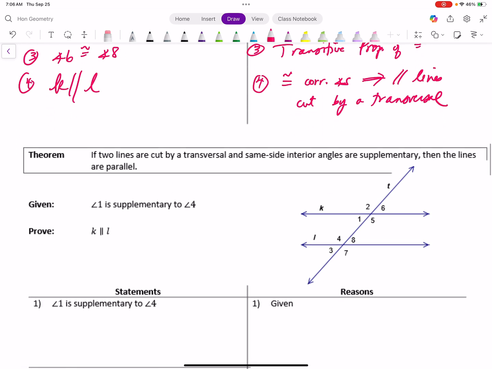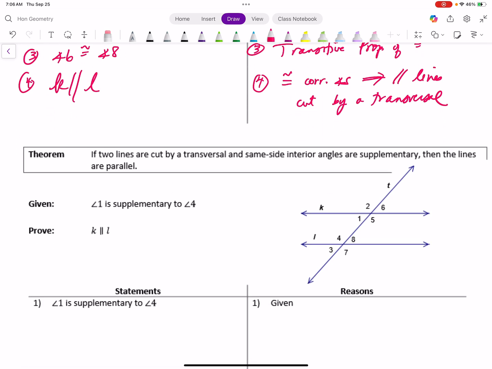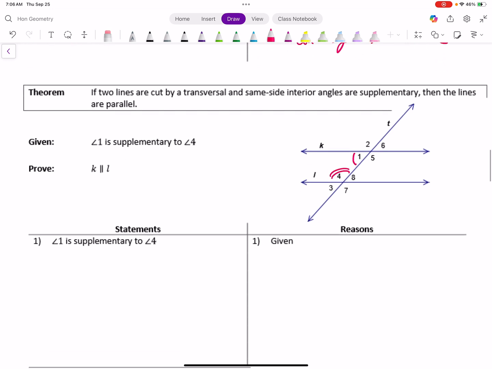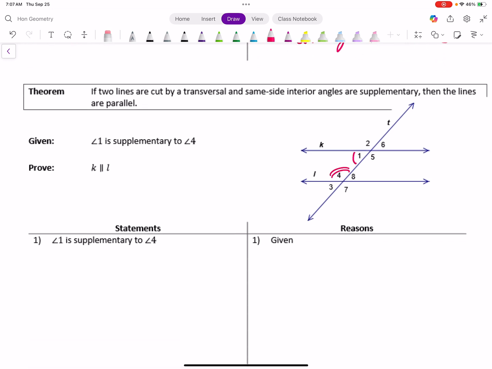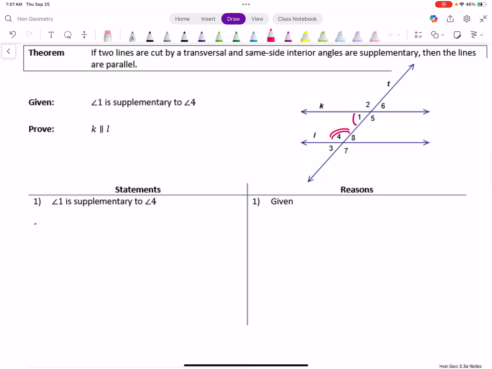Okay, all right, next theorem. If 2 lines are cut by transversal and same side interior angles are supplementary. So 1 and 4. So we're going to say we pick 2 same side interiors. We're going to say they're supplementary. Let's prove the lines are parallel. So let's get it to here. If I know they're supplementary, I know their measures add up to 180 degrees, which is the definition of supplementary angles.